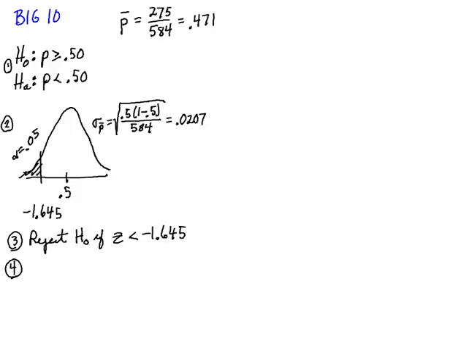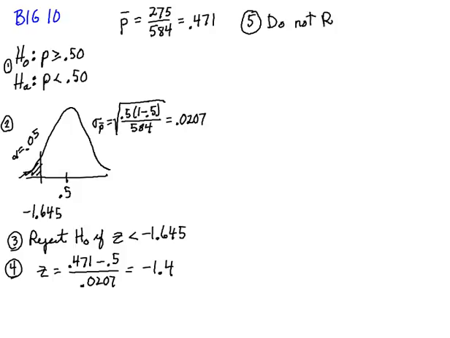Let's go ahead and see what the test statistic is. How far away is the 0.471 from the claimed 0.5 in standard units? And that turns out to be a negative 1.4. So in step 5, we're not quite far enough out to go ahead and feel comfortable in rejecting the null. So we do not reject H sub 0.